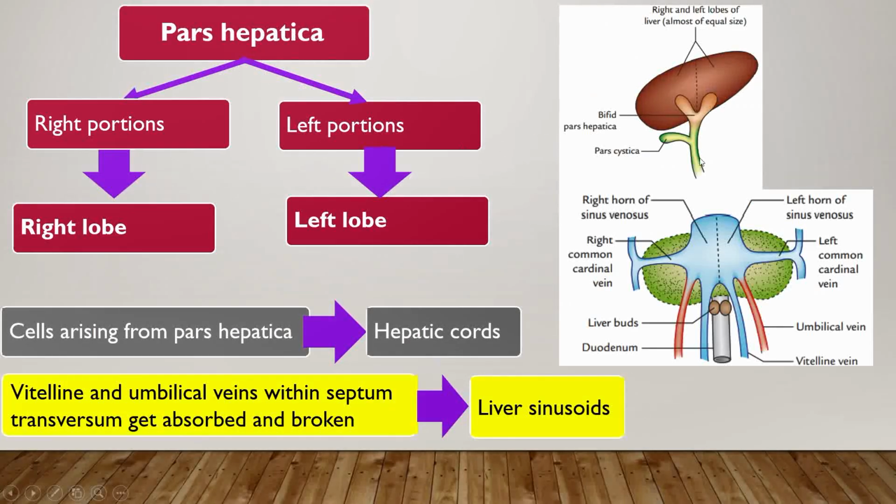Now you can see here again the pars hepatica. The pars hepatica has two parts, the right and left. The right part is going to form the right lobe, the left part is going to form the left lobe. The cells arising from the pars hepatica are going to form the hepatic cords, and the vitelline and umbilical veins present here within the septum transversum are broken and they are going to form the liver sinusoids.